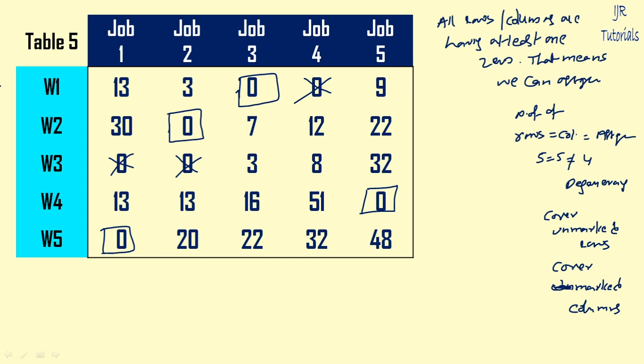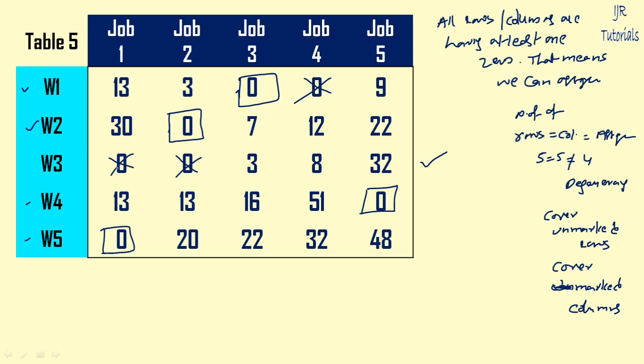So check, is there any unassigned row? W1 already assigned, W2 already assigned, W3 not assigned. So that's the reason we can put a tick mark like this. W4 already assigned, W5 already assigned. So we have to consider W3. We put a tick mark like this and see if there are any zeros in that row.